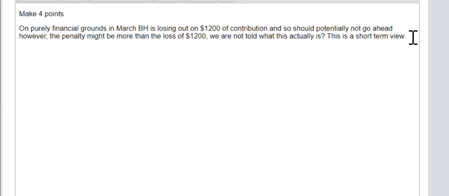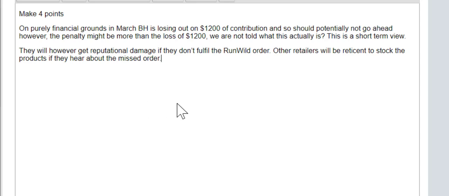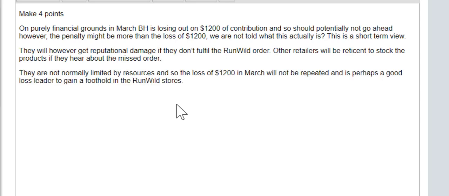So you've got to think of reputation, you've got to think of that regular order, and you've got to think the fact that they're not actually constrained potentially in the future. It's only really for March and April. And they're also a major sports retailer. So there's all those points to be making. So the first one, they will, however, get reputational damage. If they don't fulfill the Runwell order, other retailers will be reticent to stock the products if they hear about the missed order. They're not normally limited by resources, and so the loss of 1,200 in March will not be repeated and is perhaps a good loss leader to gain a foothold in the Runwell stores.